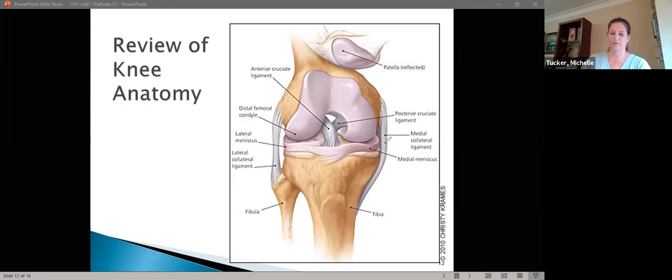The tibial collateral prevents medial displacement. The fibular collateral prevents lateral displacement. We also have the ACL, anterior cruciate ligament, which is visible from the anterior side, and it prevents backwards, posterior movement. The posterior cruciate ligament, we would show you a posterior view of the knee, and it would prevent forward or anterior movement.